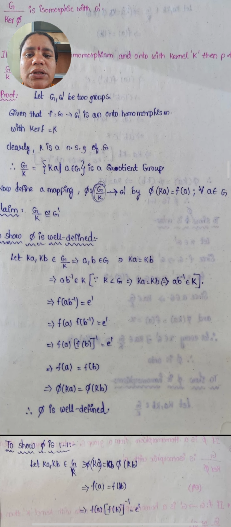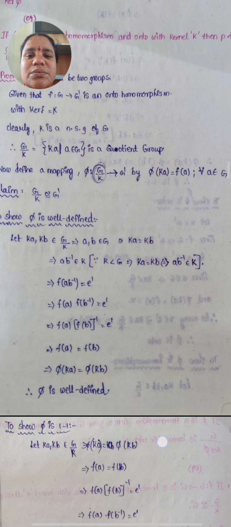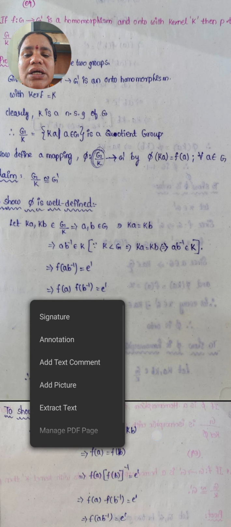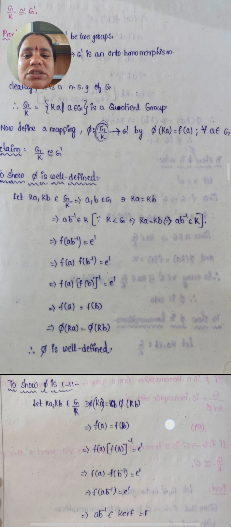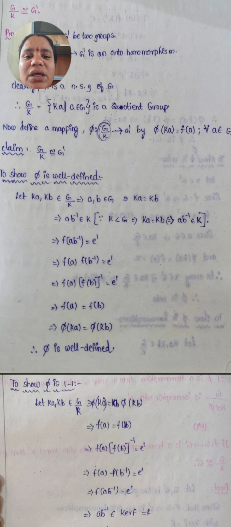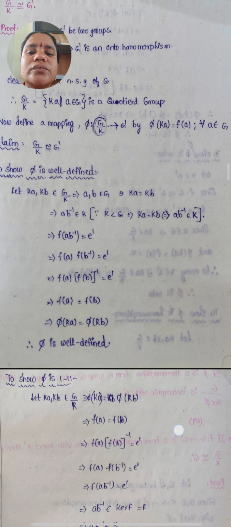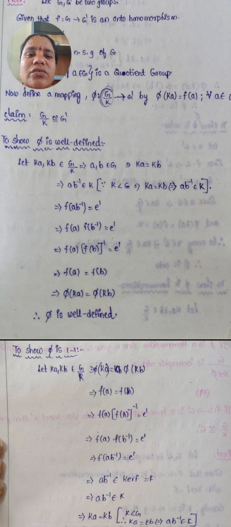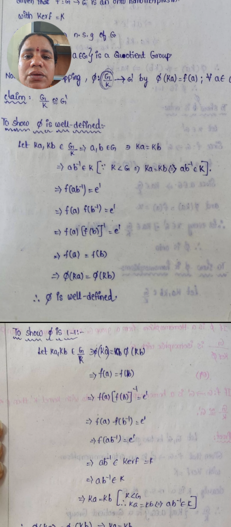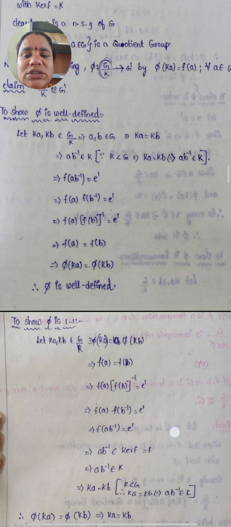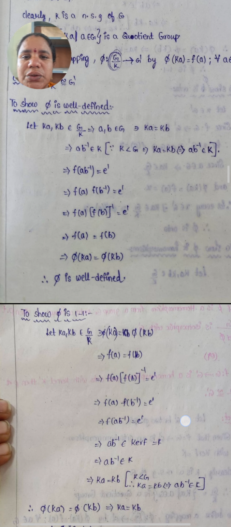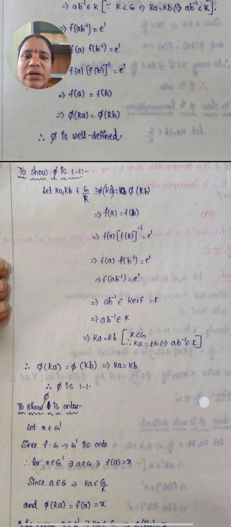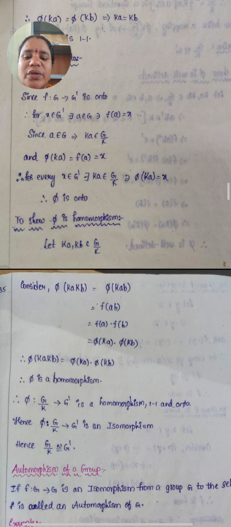Let G, G dash be two groups. Given that f from G to G dash is an onto homomorphism with kernel K. Clearly K is a normal subgroup of G. So G by K is equal to the set of Ka such that a belongs to G, which is a group. Phi is a mapping from G by K to G dash defined by phi of Ka is equal to f of a. Now to prove that G by K is isomorphic to G dash, first we have to show that phi is well defined. Next we have to show that phi is 1-1, and next we have to show that phi is onto.